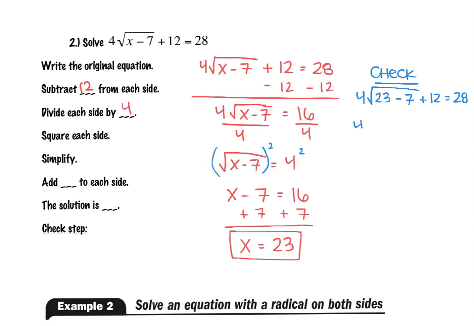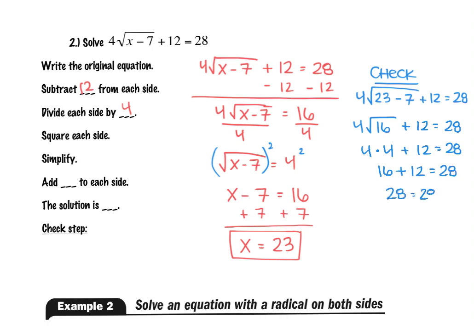So I need to start by doing 23 minus 7. So this would be 16. Then I'm going to take the square root. So the square root of 16 is 4. 4 times 4 is 16, and 16 plus 12 is 28. So I know I found the correct solution.